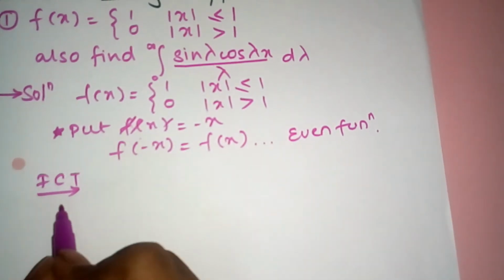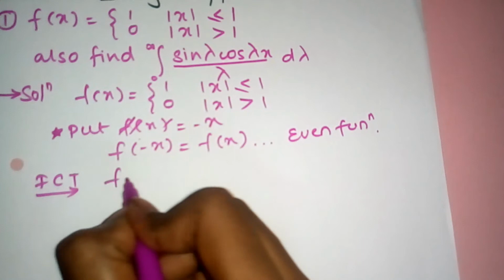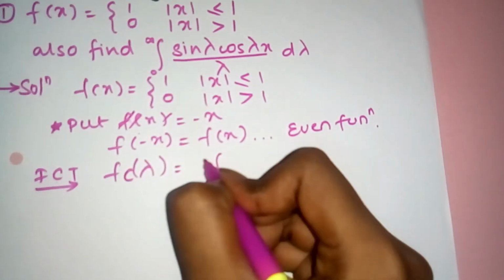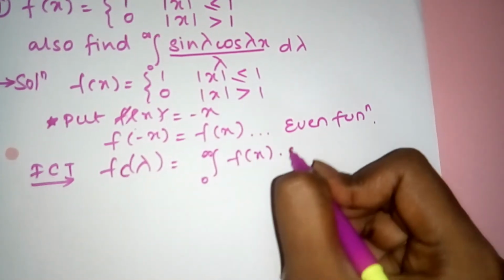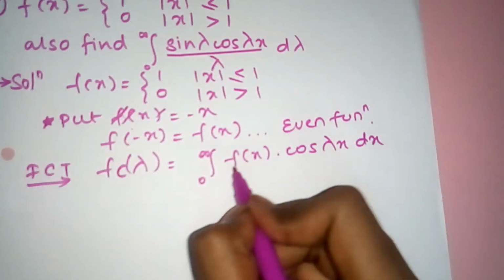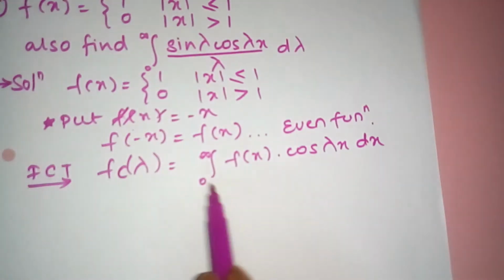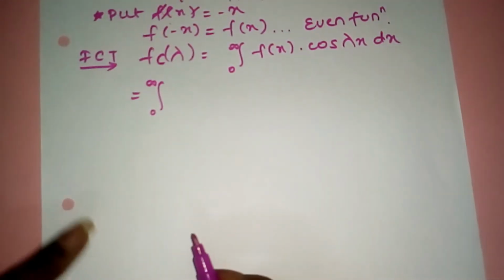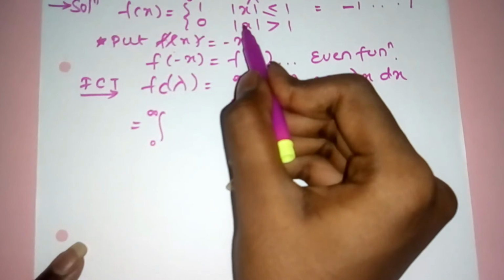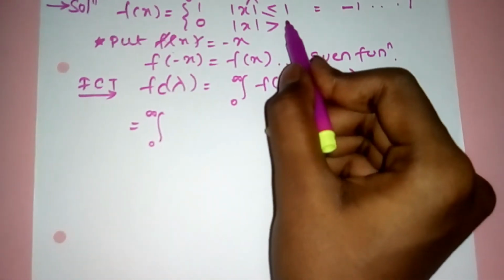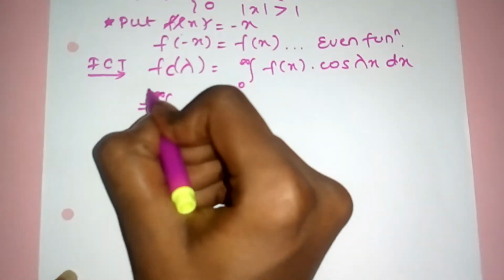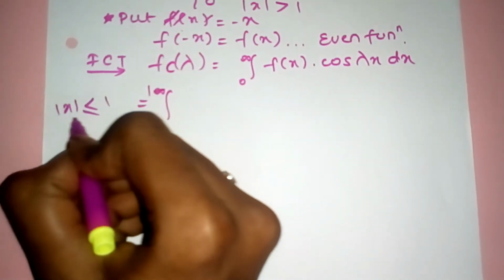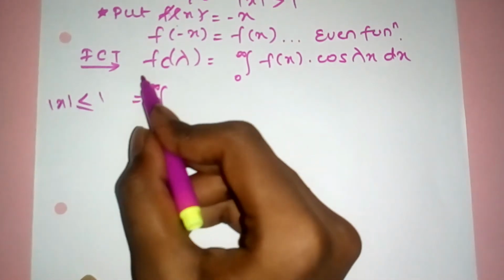So now we have to find FCT, that is we have to find Fc of lambda. This is what we have to find, and the formula is integration of 0 to infinity f of x into cos lambda x dx. So f of x is 1 and 0. Now we have to take both. There are two f of x over here, so we'll take them. Integration of 0 to infinity. So we have the limits as they have given. It is mod x less than or equal to 1. It means the limits are from 0 to 1, because they are saying that mod x will be less than or equal to 1, means it is up to 1. So from 0 to 1 it will go.